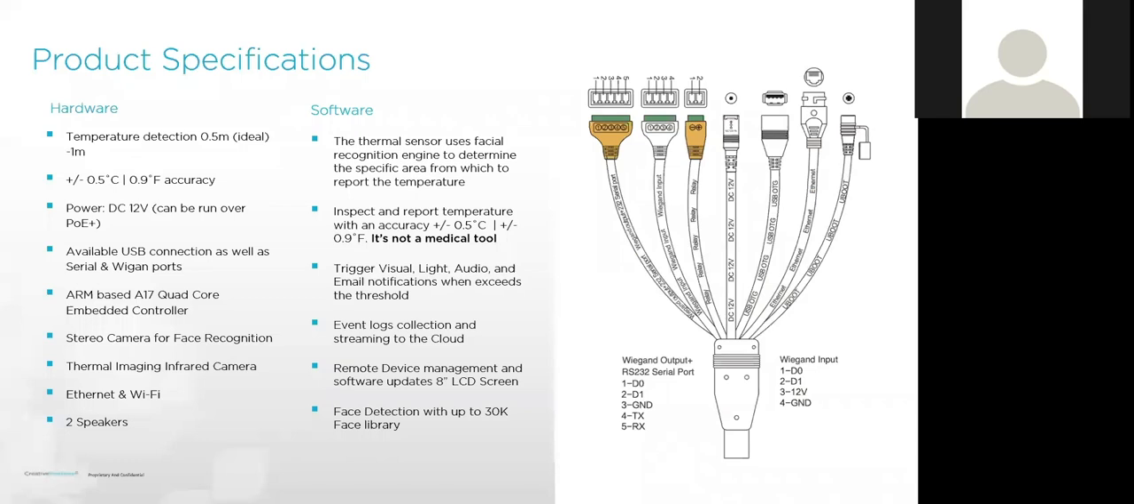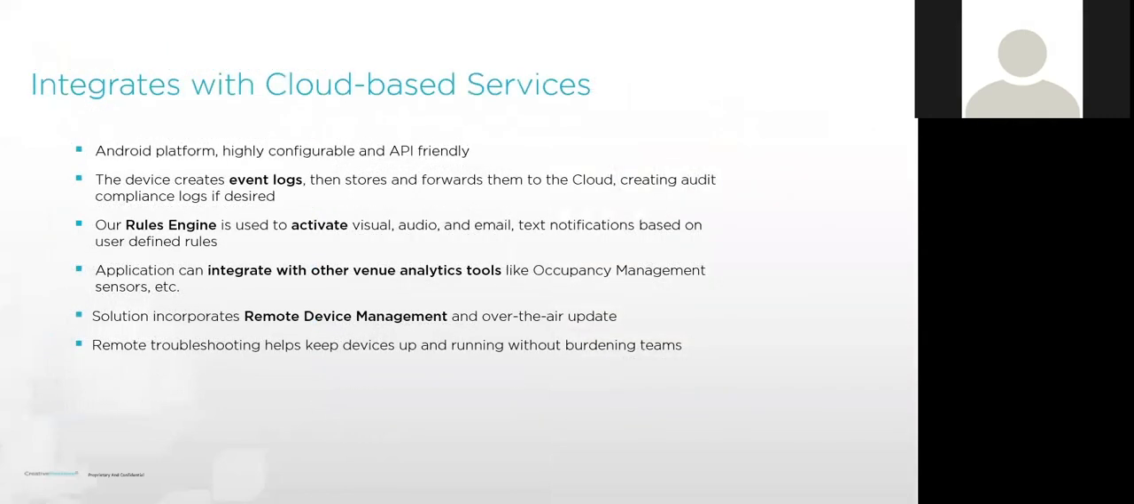It does come with a quad-based A17 ARM controller, and it does have Ethernet and Wi-Fi built in to connect to the cloud to aggregate data up to the cloud. Okay? And the facial detection or facial recognition is good for up to 30,000 people per building.